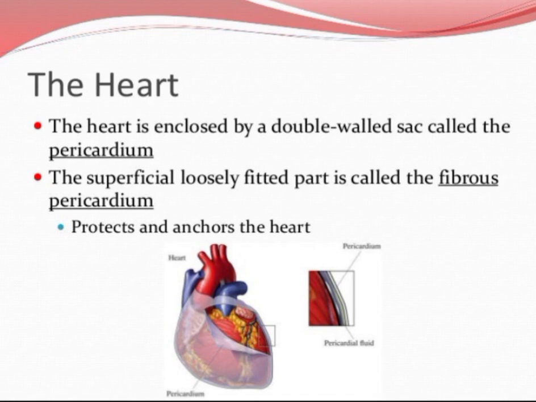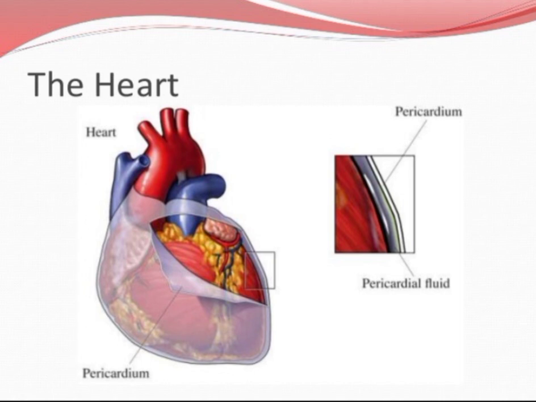The heart is enclosed by a double-walled sac called the pericardium. The superficial, loosely fitted part is called the fibrous pericardium. It protects and anchors the heart. We can easily understand this from the labeled diagram of the heart, in which we can see the pericardium labeled, and also the pericardial fluid inside the layers of the pericardium.